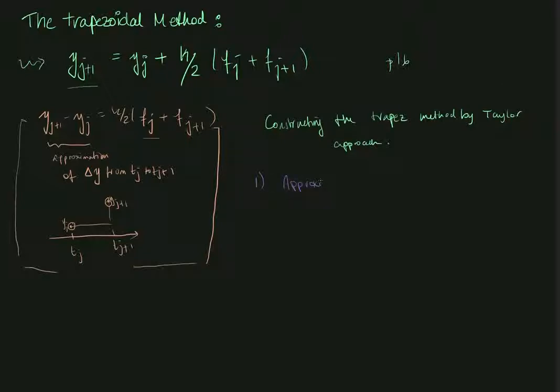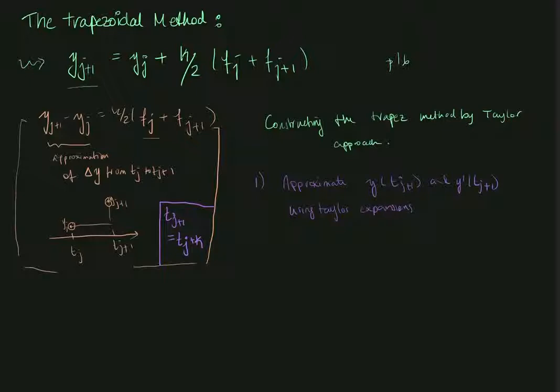So by using the Taylor approach, what we want to do is approximate, for example, y of t_{j+1} and y prime of t_{j+1} by using Taylor expansions. And now recall the definition of t_{j+1} in terms of step sizes. We mean by t_{j+1} the time point that is step size k away from t_j. So let us try to do these two Taylor approximations here.